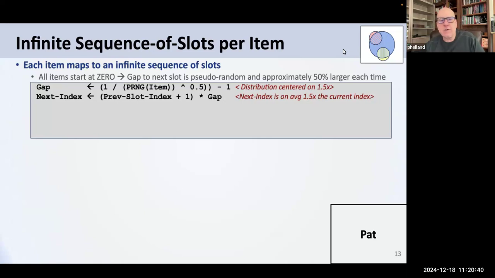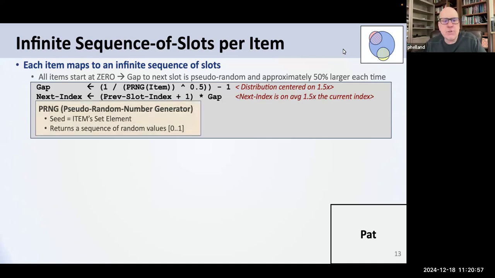It's an infinite sequence of slots per item. Each item maps to an infinite sequence, starts at 0, and then you have to say, how far do I go to the next one? How far do I go to the next one? So I'm going to calculate a gap by taking the pseudo-random number generation of the item. Talk about that in a sec.